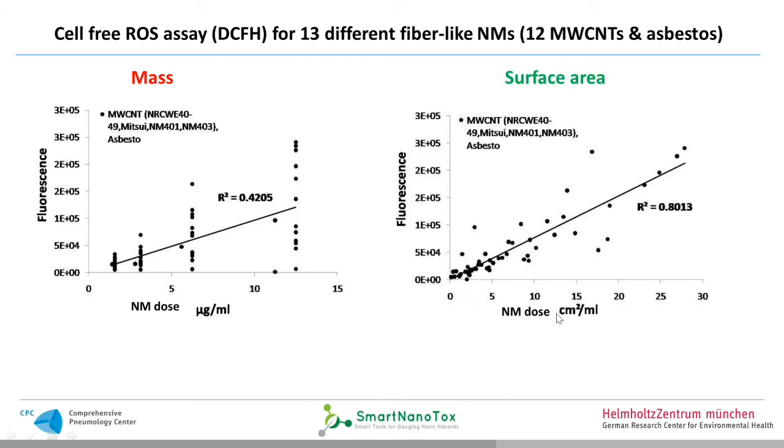And then if you convert this into square centimeters per milliliter surface area, then you see a very robust linear correlation, which indicates that surface area is a much better predictor of the ROS than mass.